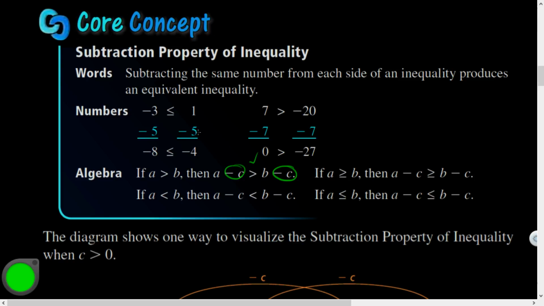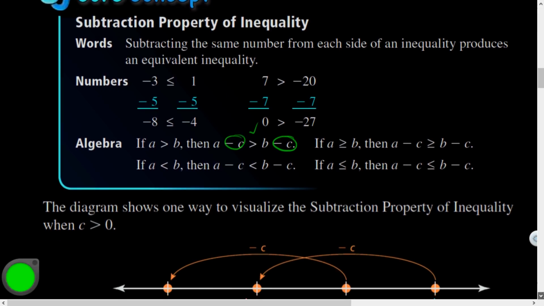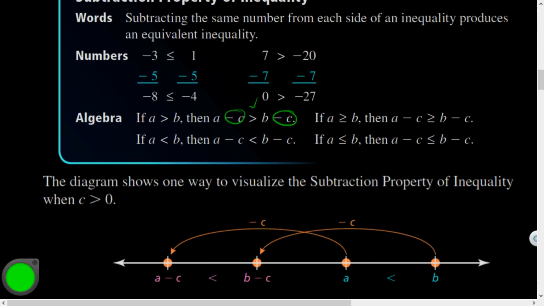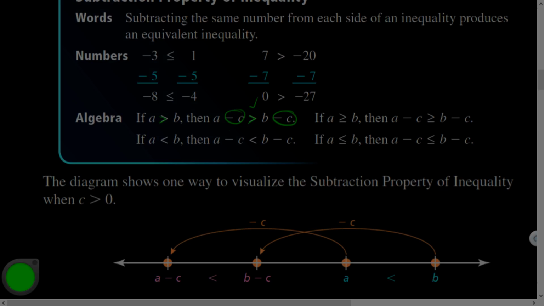Amity, what are you thinking? Could you describe what this is saying? What is the subtraction property of inequality? What do you think that would tell us, or what it allows us to do? Yeah, it's basically saying if I have an inequality, I can subtract the same thing from both sides, and the inequality will still be true. So it basically gives us the right to subtract from both sides.